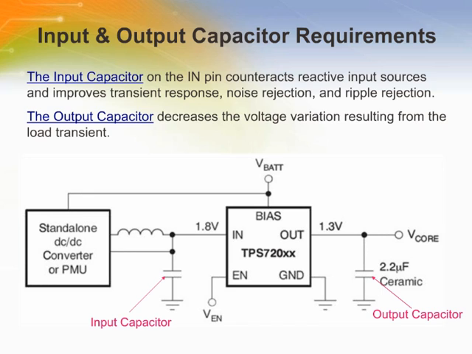The bias pin does not require an input capacitor because it does not source high currents. However, if source impedance is not sufficiently low, a small 0.1 microfarad bypass capacitor is recommended. To decrease the voltage variation resulting from load transient, a big value of output capacitor and a low equivalent series resistance of the capacitor are recommended. The TPS72000 is designed to be stable with standard ceramic capacitors with values of 2.2 microfarads or larger at the output.